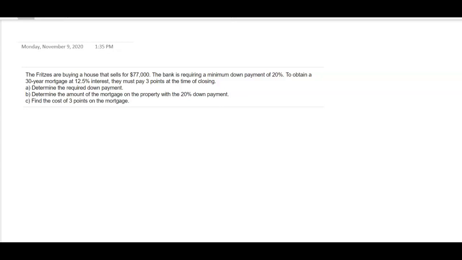So this question is using the points, down payment in points. And we need to remember that each point is actually 1% of the mortgage amount. Okay, so whenever you have a mortgage with points, 1 point equals 1% of the mortgage. Okay. So let's answer the parts of this question.